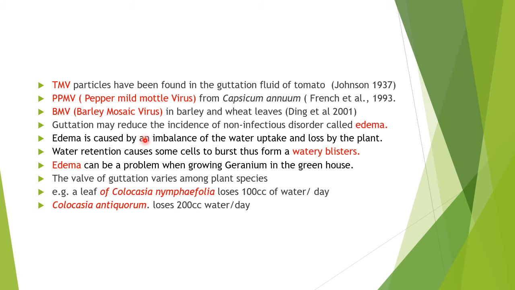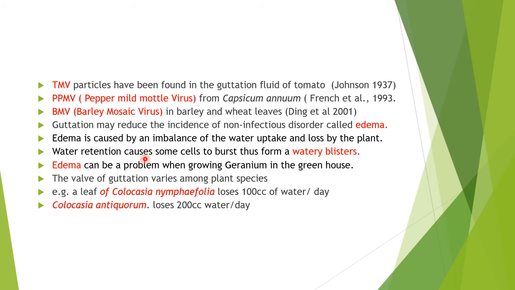So edema is caused by an imbalance of the water uptake and loss by the plant. When there is a big difference between the absorption and the transpiration, there is a build-up of water that will result in swelling. That swelling is called edema. Guttation reduces this incidence of edema in plants. Water retention by means of edema causes some cells to burst, thus forming watery blisters.